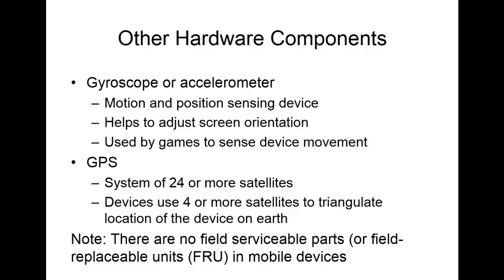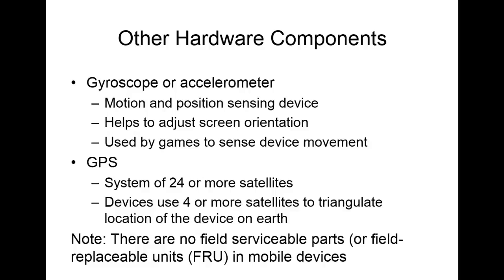Not all mobile devices will have a GPS receiver. Instead, they will use cell phone triangulation or location services that use crowdsourcing of Wi-Fi locations to determine your approximate location using your device. So that's a little bit about GPS and locating services.